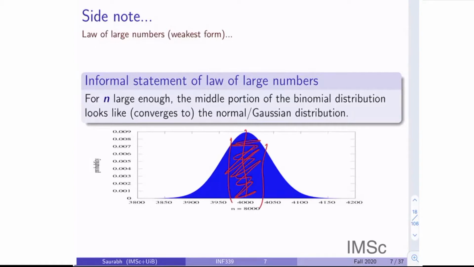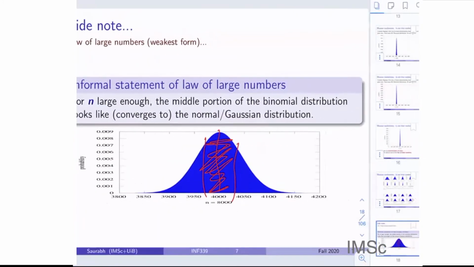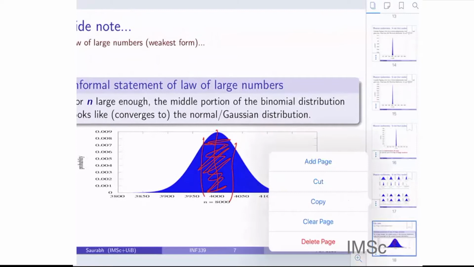Like the probability that you have a number of heads between some number and some number, where in between you have an expectation, is really close to 1. The rest do not count that much. Okay, so this is the informal statement of the law of large numbers. But what does the law of large numbers not say? Let's try to understand.